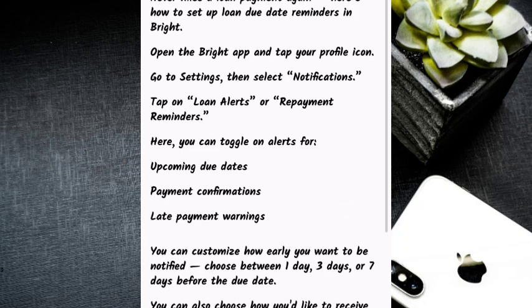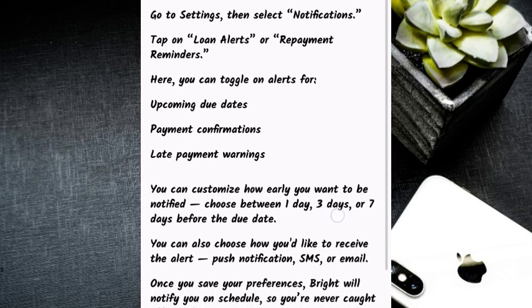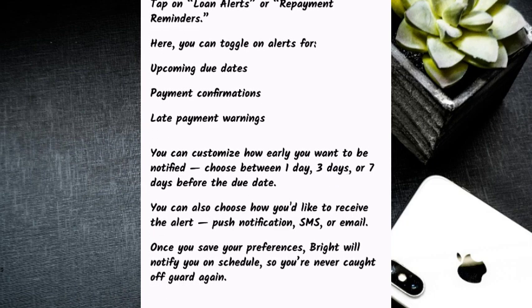You can customize how early you want to be notified. Choose between 1, 3, or 7 days before the due date. You can also choose how you'd like to receive the alert, whether it's push notifications, SMS, or email. Once you save your preferences, Bright will notify you on schedule so that you're never caught off guard again.